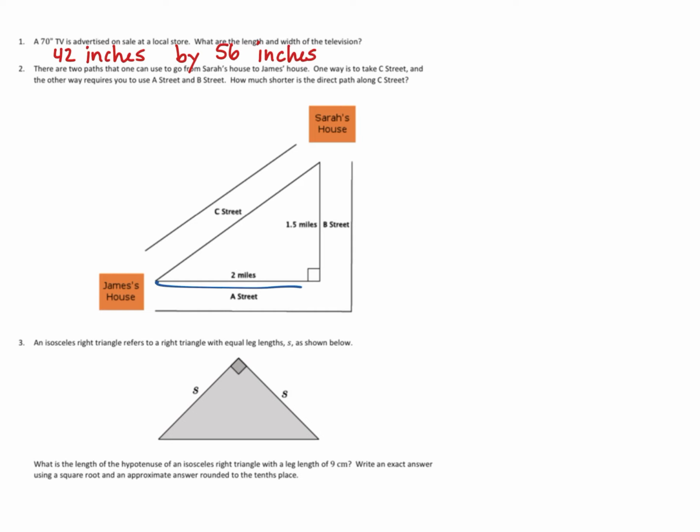2 squared is 4. 1.5 squared is going to be 2.25. When you add those together, you get 6.25. And to solve for C, we square root both sides. And C is equal to 2.5.